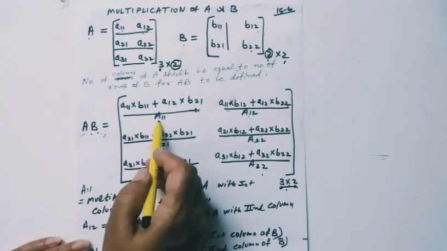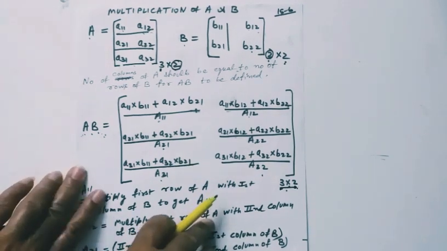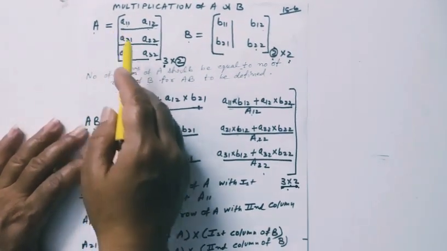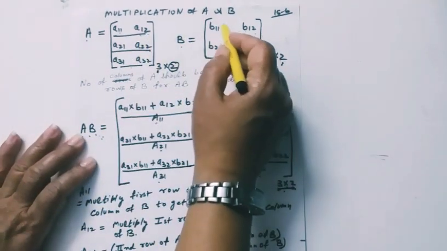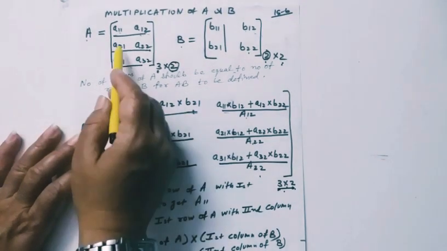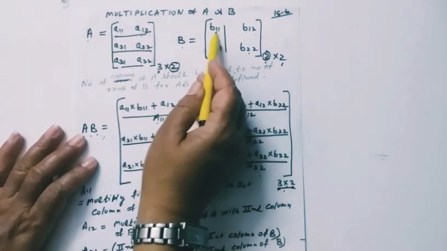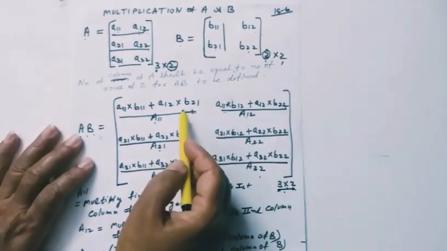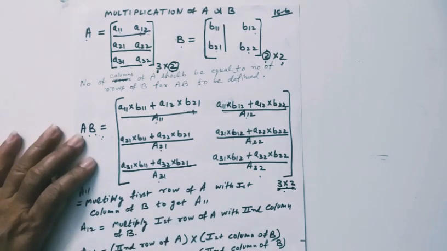So how do I fill A11? For that, please look very carefully, I take the first row of matrix A, and I multiply it with the first column of matrix B. How do I multiply the first row of A with the first column of B? Element-wise: A11 into B11 plus A12 into B21. So this whole is the first element of the first row of the product AB.